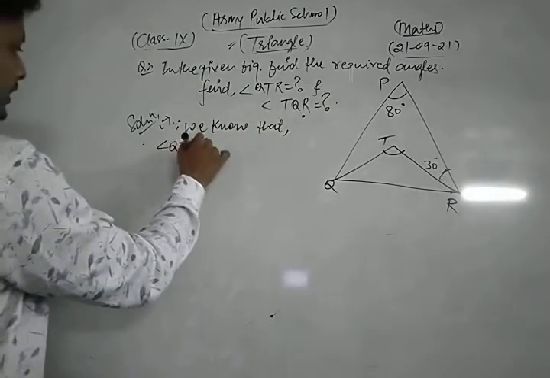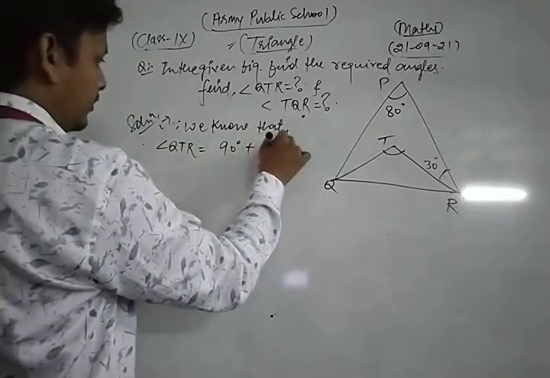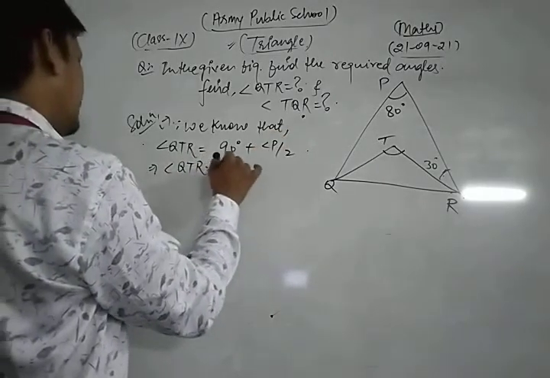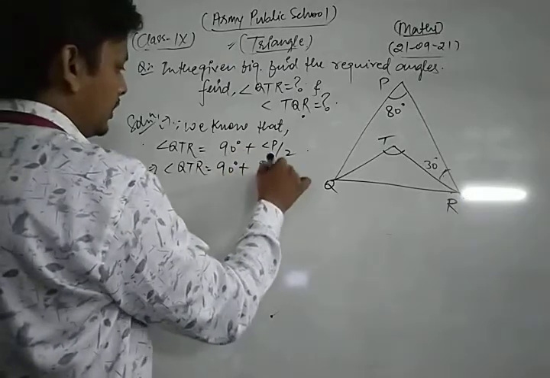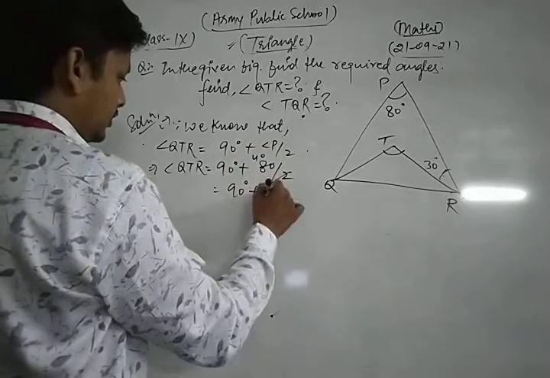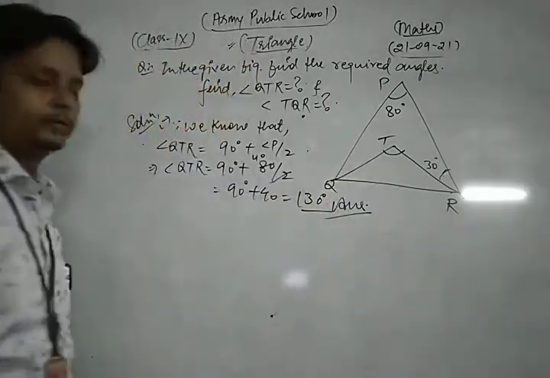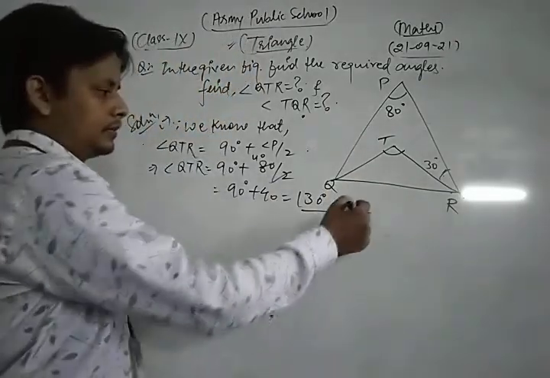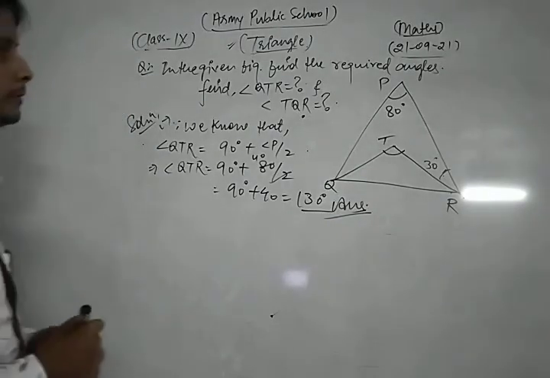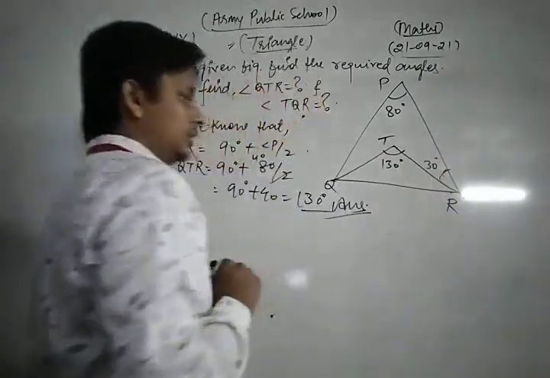So since we know this, angle QTR is 90 degrees plus half of angle P. Angle P is 80, so half is 40. So angle QTR is equal to 90 degrees plus 40, which is 130 degrees. Means the value of angle QTR is equal to 130 degrees.